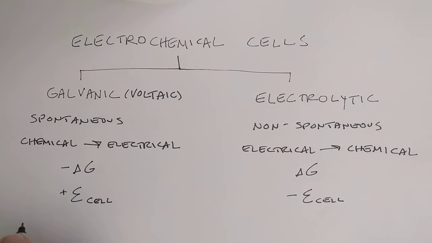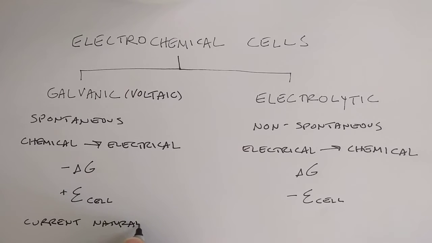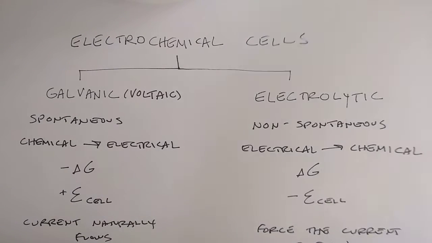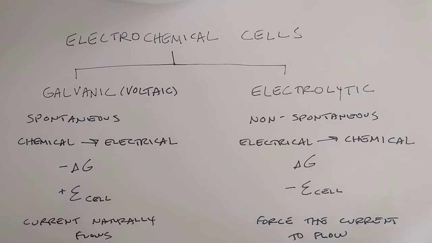In our galvanic cell, the current naturally flows. And in the electrolytic cell, we're going to force the current to flow.